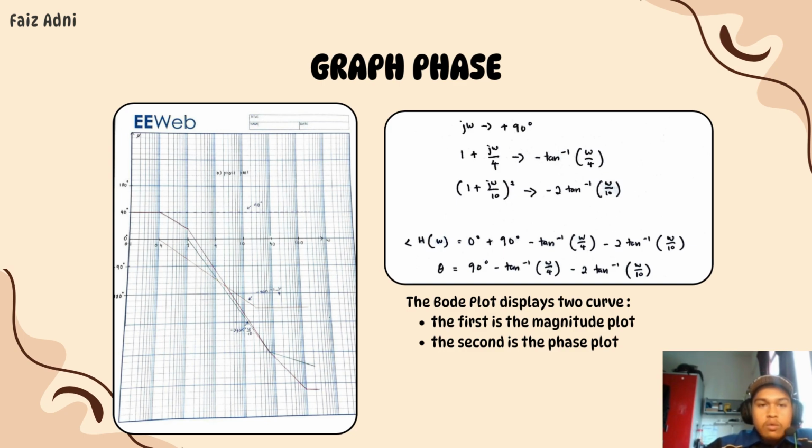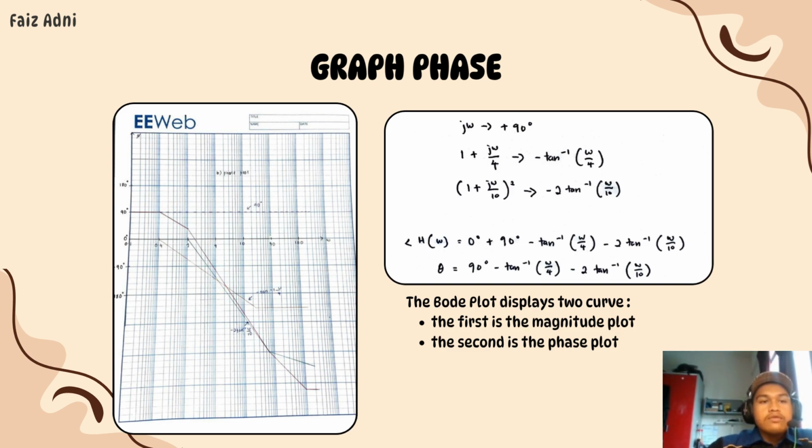So basically, what is a Bode plot? A Bode plot is actually made of two parts. The first part is the magnitude plot, and the second part is the phase plot. Usually the phase plot shows two curves. Today we are focusing on the phase plot, which shows how the phase of a signal changes with frequency. It tells us how much the signal is delayed or advanced as the frequency increases.